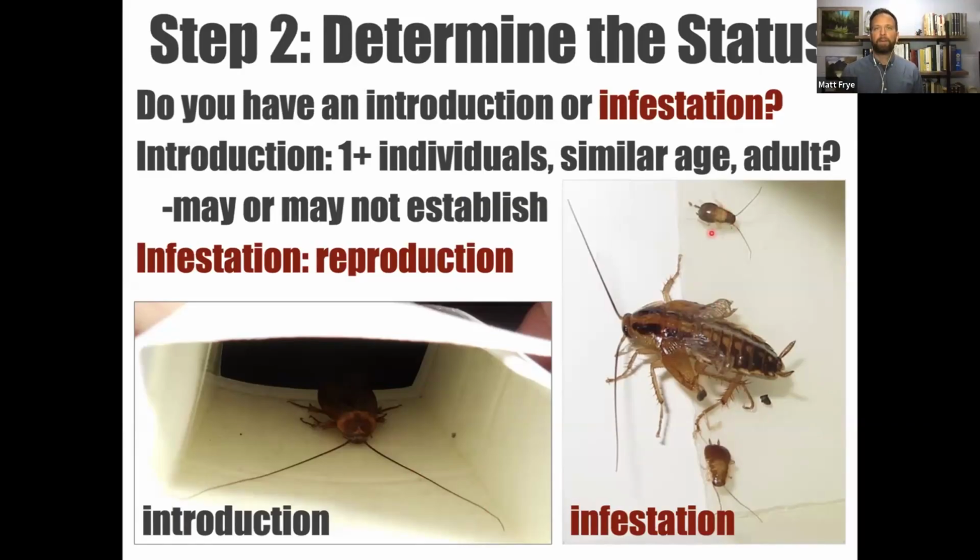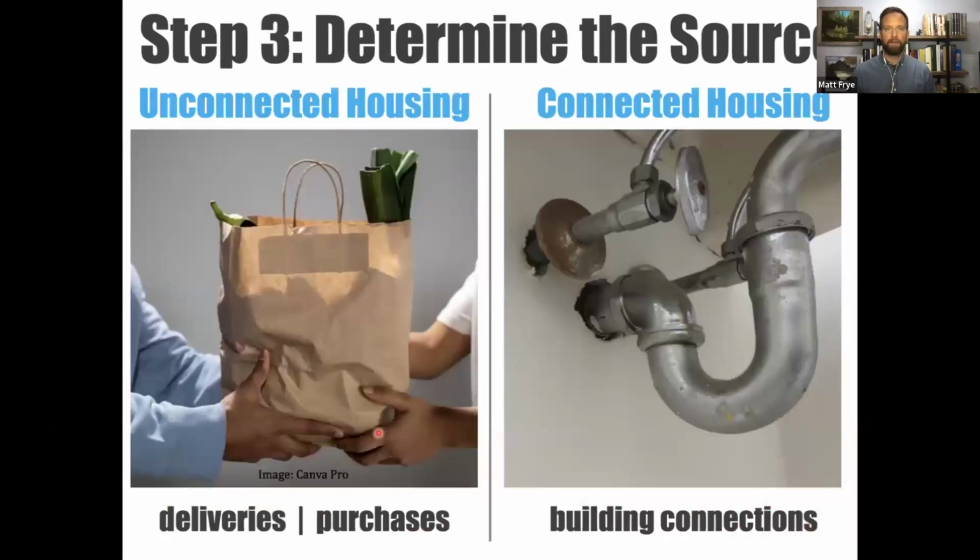Our approach is going to be very different if we have an active infestation with reproduction versus an introduction where one or more individuals were either brought in or accidentally made their way into the site. So that's the second step. We want to determine if we have an introduction or an infestation. We can determine the source by figuring out if it's an introduction or infestation.